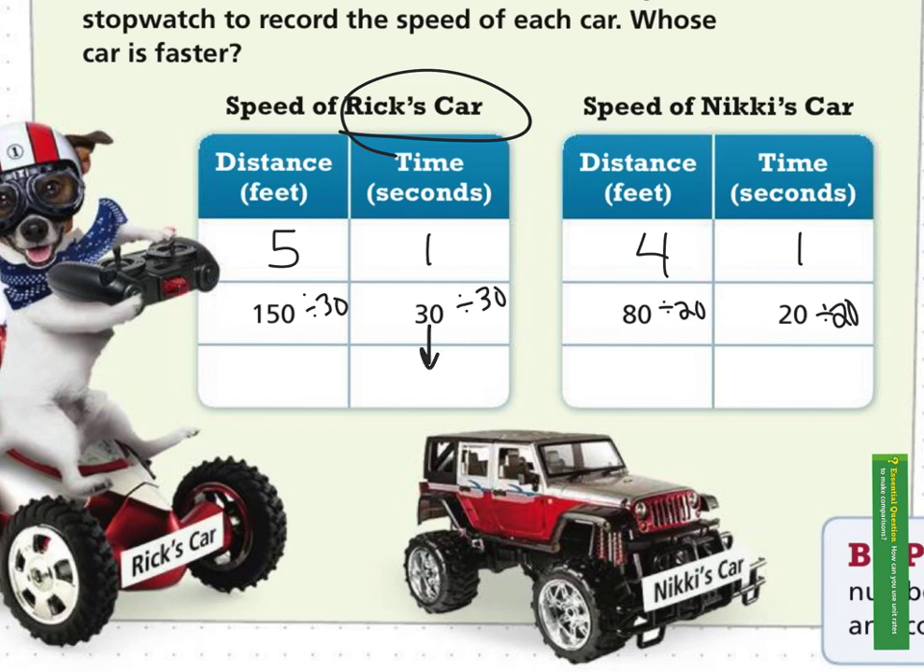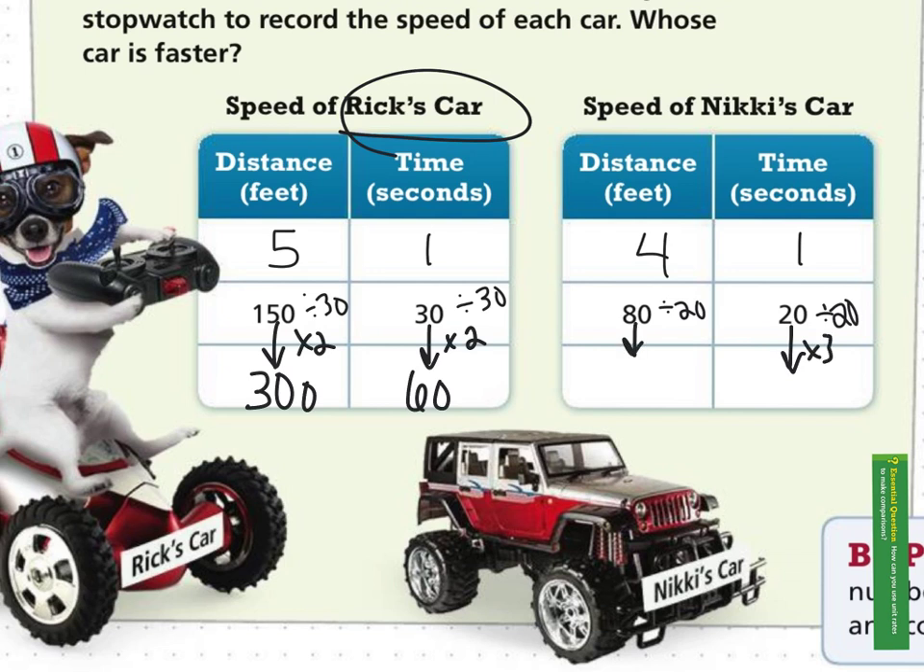Another option, if you look at 30 and 20, think about if those were denominators. If 20 and 30 were denominators, our common denominator would be 60. So we can actually multiply these until we get to 60. So the first one, you could multiply both of those by 2, and that would mean 300 feet in 60 seconds.